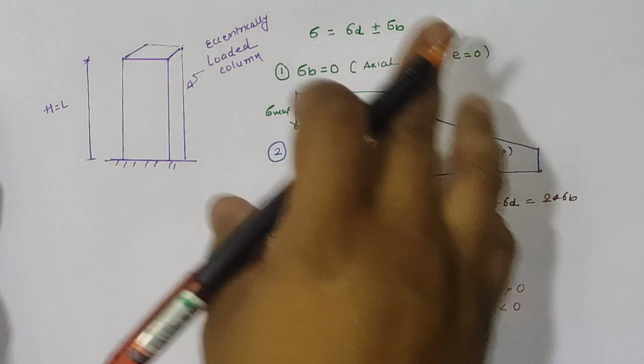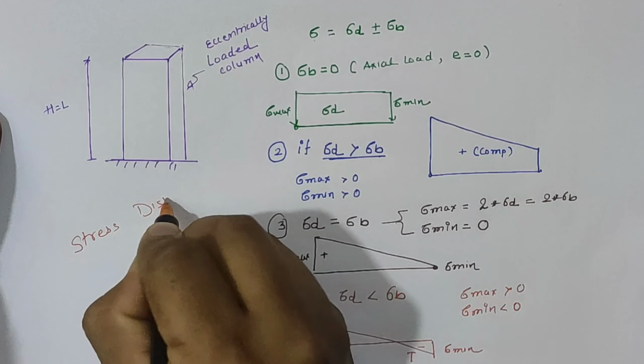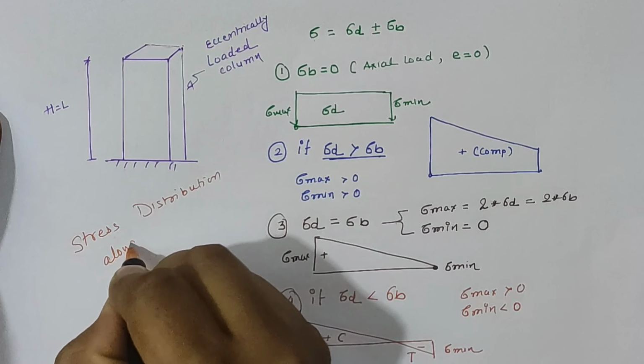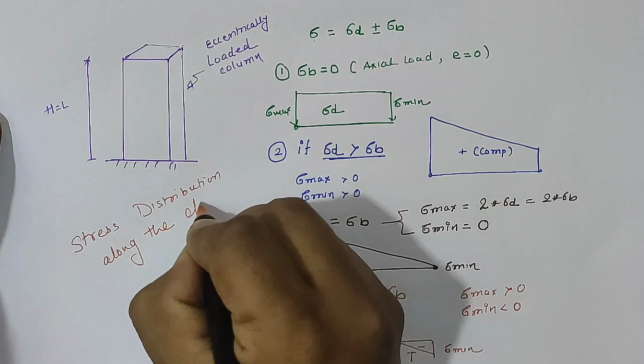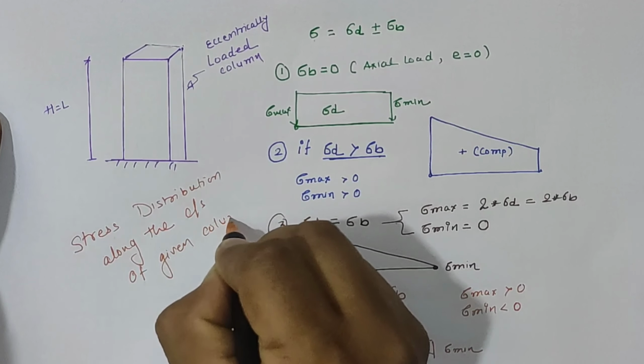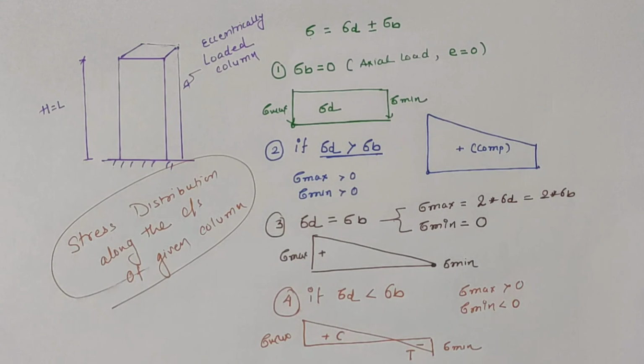So these are the cases of stress distribution along the cross section of the given column. These are the fundamentals which are going to be used in the calculation of bending stress.